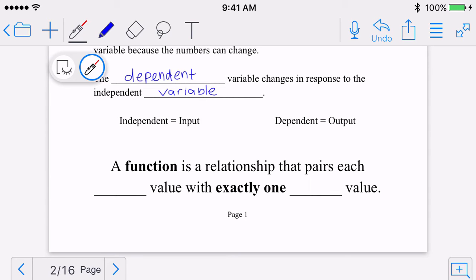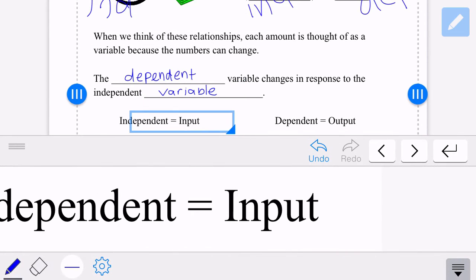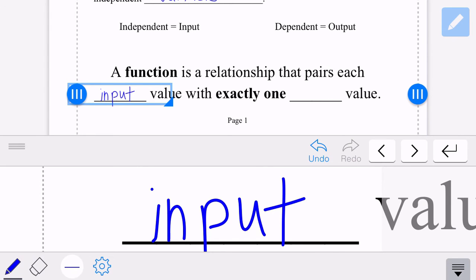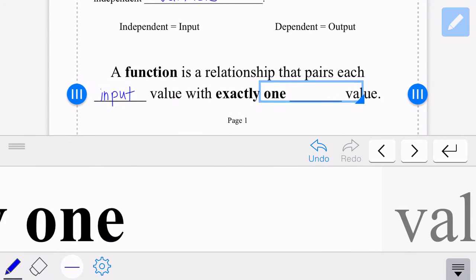And a very big thing to remember: a function is a relationship, but it has to have this specific thing with it. It has to be such that every input value is paired with exactly one output.